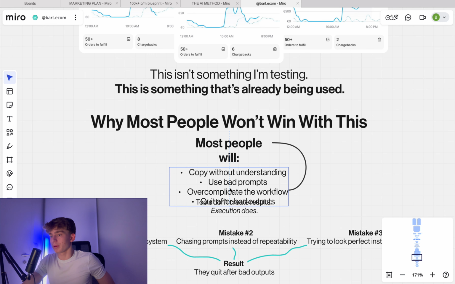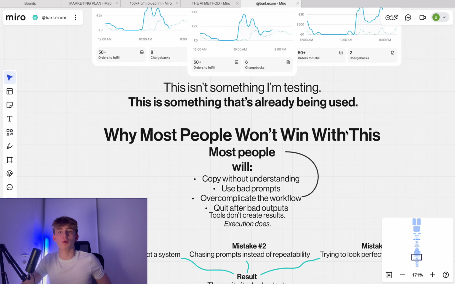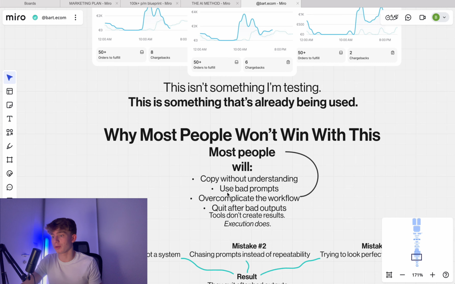So here's why most people won't win with this. Obviously, not everyone can be successful. It's impossible for everyone to be successful, right? Most people will copy bluntly without understanding the hook part, what keeps the retention, the perfect product, the perfect offer, how to balance it, the profile, etc.